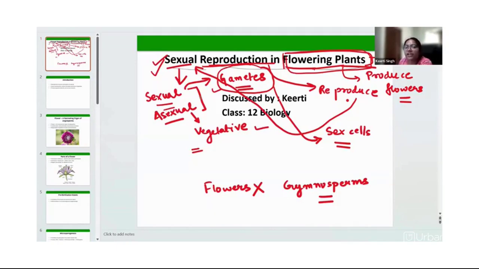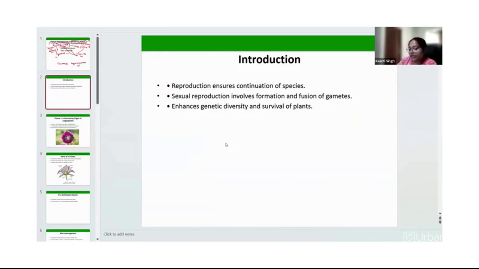Why sexual? Why reproduction? Because something new is being produced. And why flowering? Because there are also non-flowering plants, which are known as gymnosperms. Why is reproduction needed? Because reproduction is the only way to ensure the continuation of species, whether we are talking about plants, or animals, or us, the human beings.